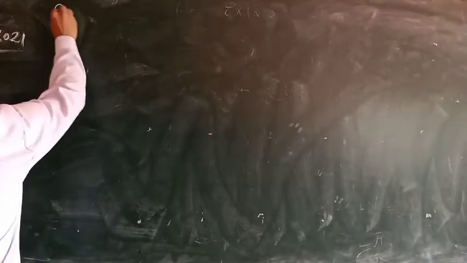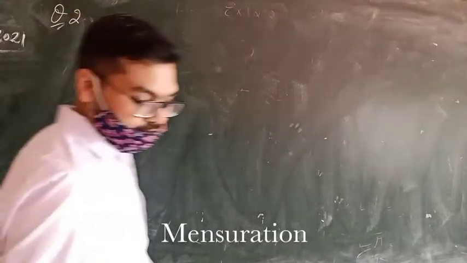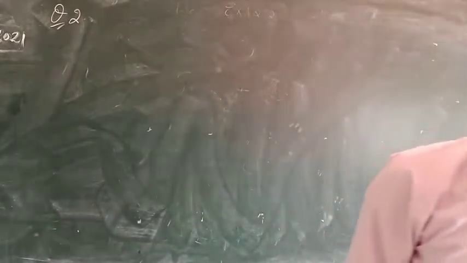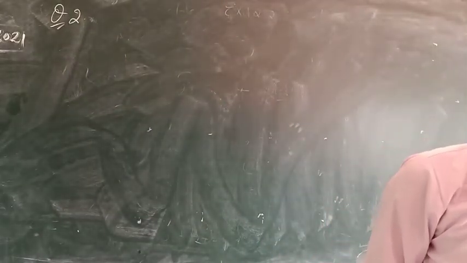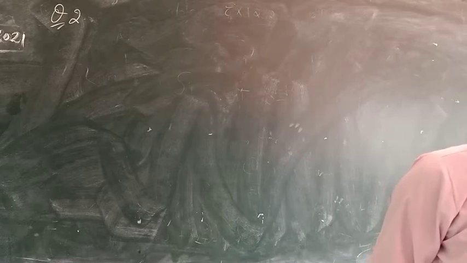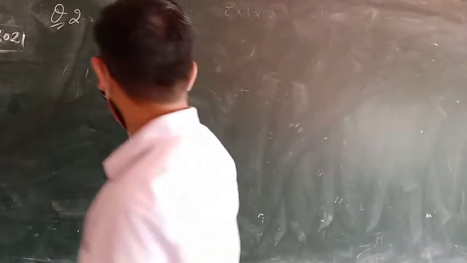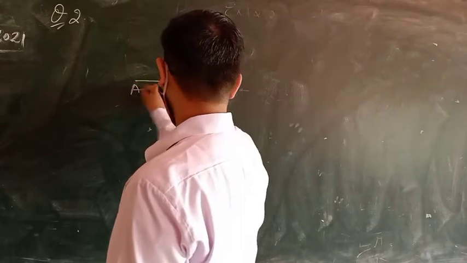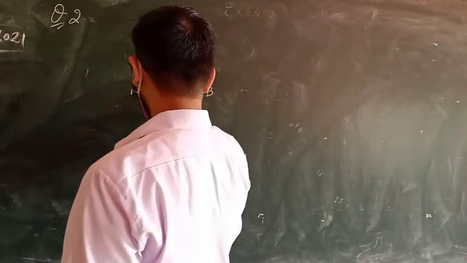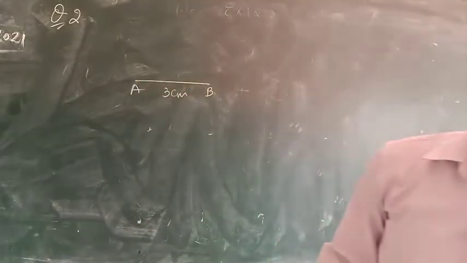Okay, now question number 2. Question number 2, exercise 12.2. Find the area of a quadrilateral ABCD in which AB is equal to 3 centimeters. Let's say this is AB, this is 3 centimeters given in the question.